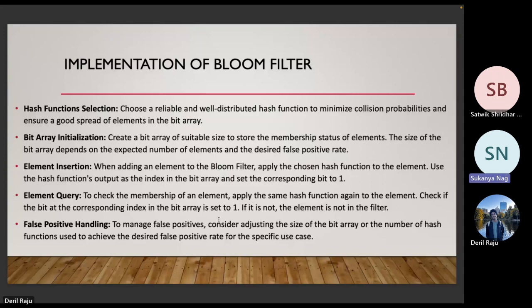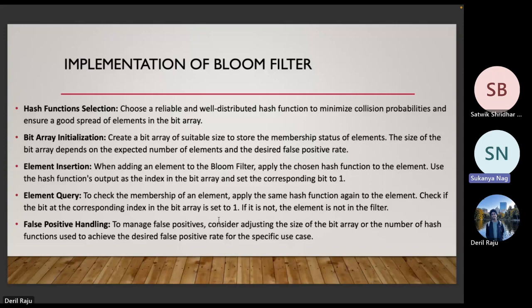We have then false positive handling. It's a limitation of Bloom filters because there's always a possibility of false positives, which is when the filter incorrectly indicates that an element is present. False positives occur because different elements may have the same hash values, causing their bits to overlap in the bit array. To manage this, the size of the bit array can be increased, or the number of hash functions can be adjusted. Larger bit arrays and more hash functions can decrease the probability of false positives, but they also increase the computational and space cost. Therefore, a balance must be struck to achieve the desired false positive rates for the specific use case.